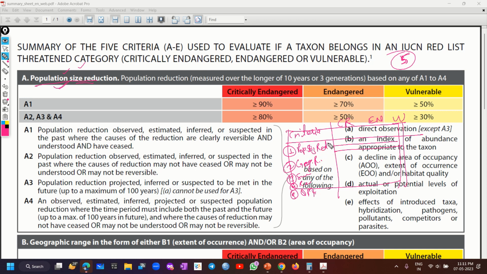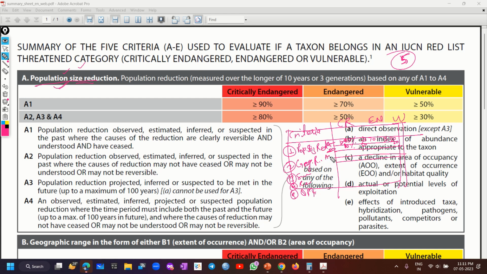Right here, first is about whether it can be reversible or cannot be reversible. Can be reversible means it's a population size reduction of more than or equal to 90% in critically endangered, 70% or more in endangered, and 50% or more in vulnerable. Similarly, for cannot be reversible or cannot be understood, it is 80%, 50%, 50%.